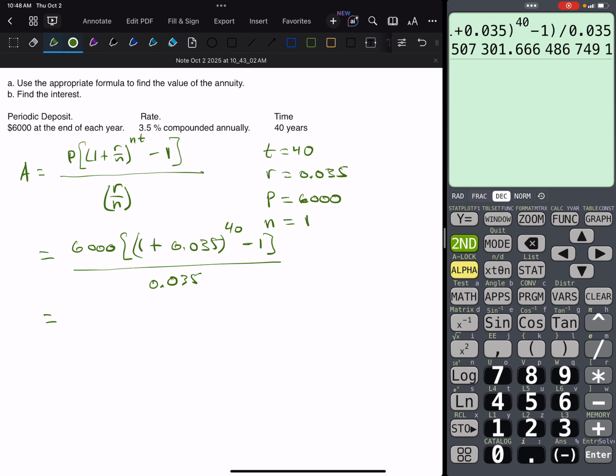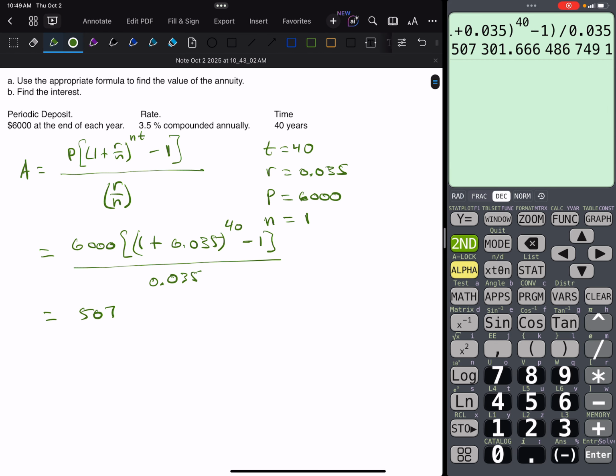What do we get? A little over $500,000. Hey, I'll take that. No, 507,301.67, rounded to the penny. Could round to the dollar, because something like 33 cents doesn't make a lot of difference when you're talking about $500,000. So you can round that however you like, dollars or pennies. But that is the future value of the annuity. So that is what I was asked for in Part A, so I boxed that because that was the solution for Part A.